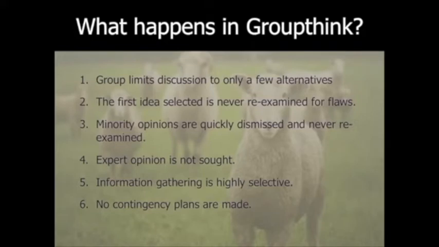Number five, information gathering is highly selective. So again, you have this filter placed upon the group that says, all right, these are the only things we believe in, and everything else is going to be filtered out. So you're just not allowing anybody to be exposed to any alternative messages. Last but not least, if you've got a plan and suddenly everything goes sideways, which can happen, they're caught with their pants down because they don't have any contingency plans in place. That's often the case. That's the result of what happens in groupthink.